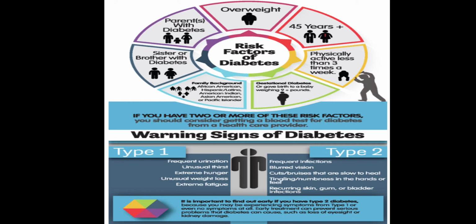Next is type 2 diabetes, the most common form of diabetes. In type 2, the body can still make some insulin, but it's not able to use the hormone as effectively as it should. Insulin usually allows cells to absorb glucose. However, the cells can become less sensitive to insulin, leaving more sugar in the blood.